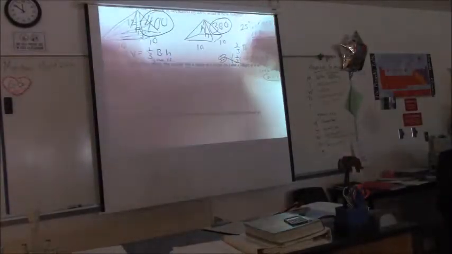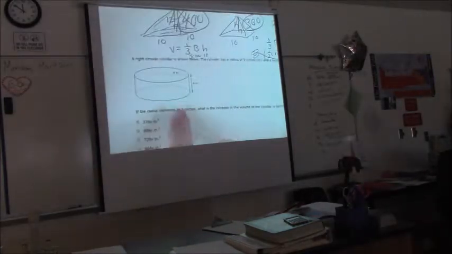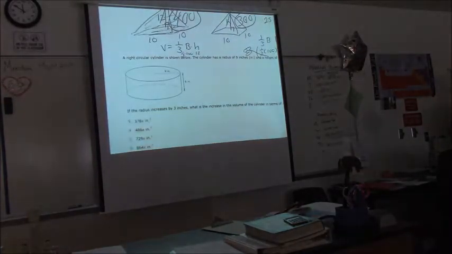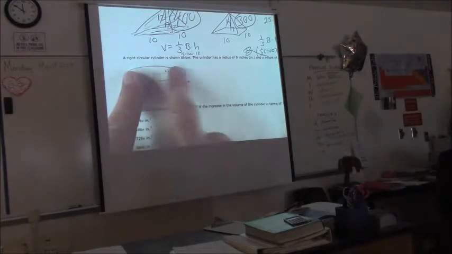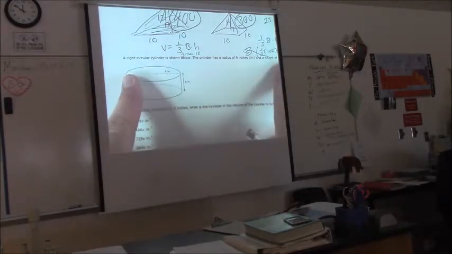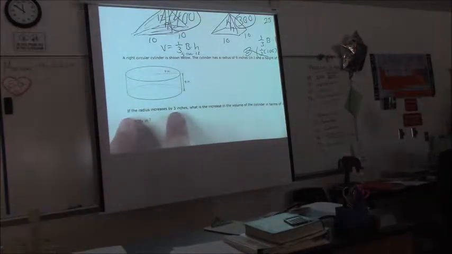This one was on the released items. I just want to show you how to set it up. It's a piece of cake. They said a right circular cylinder is shown. The cylinder has a radius of 9 and a height of 6. If the radius increases by 3 inches, what's the increase in volume in terms of pi?